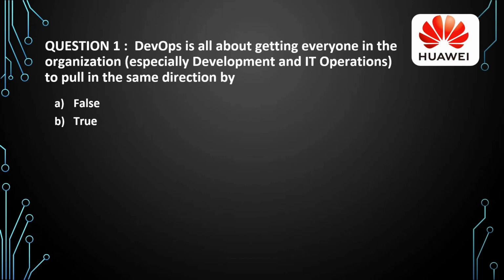Okay, so the three questions are very easy if you have taken this webinar, and I hope you were very concentrated and very active. The first question is simple, true or false. DevOps is all about getting everyone in the organization, especially development and IT operations, to pull in the same direction. Is it true or false? Do not try to answer over here. Definitely, you will be posting your answer in the forum, so the privacy should be maintained.